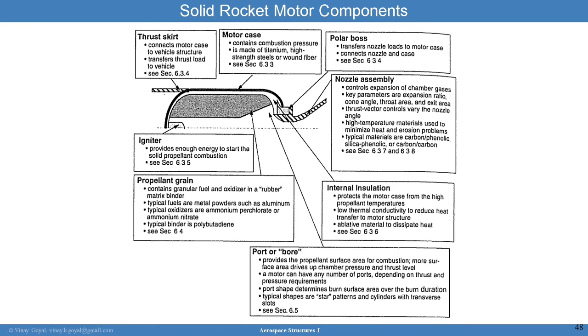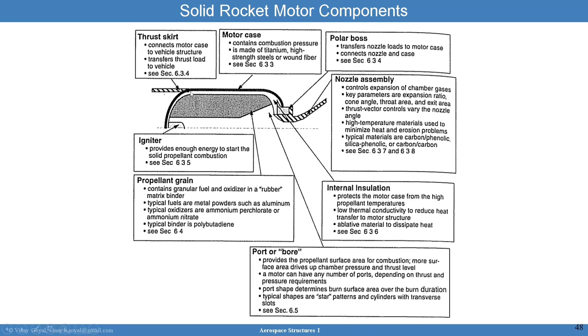The typical oxidizers are ammonium perchlorate or ammonium nitrate. You also have fuels as metal powders such as aluminum. And they use a binder to keep everything together. And then the igniter is what provides enough energy to start the whole solid propellant combustion process. So once you go with the igniter, you basically are go for the rest of the ride.